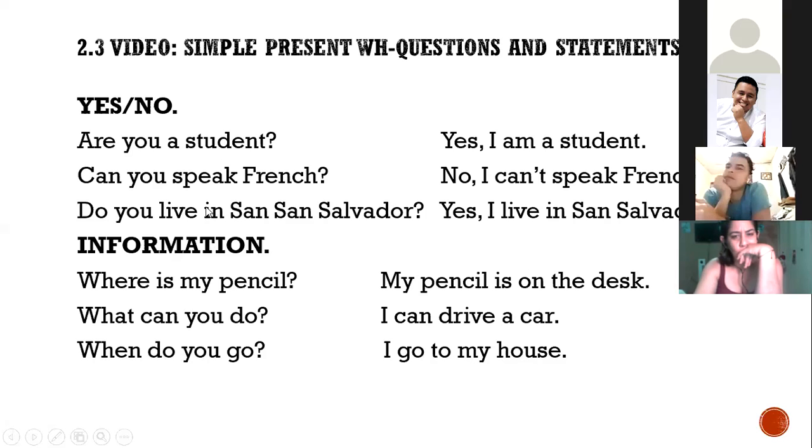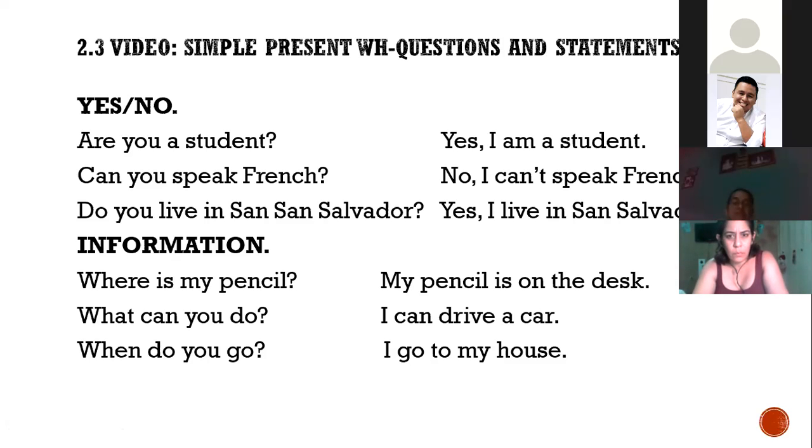Okay, so look at the difference between yes, no question and information question, right? Yes, no question with be, with can, or with simple present. Information with verb to be, can, and simple present, right? Okay, do you have any questions about this? Any question? No questions for the moment? Okay, let's continue, right? Let's continue.